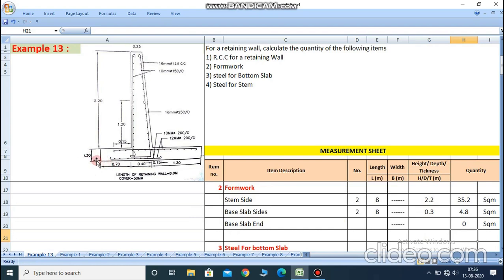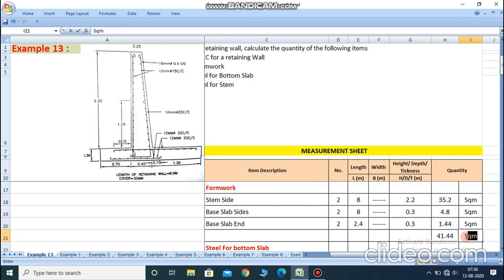Now the base end. Here this side, front side, and back side, meaning another side, 2 ends are provided for the formwork, and the length is 0.7 plus 0.4 plus 1.3, the summation is 2.4 meter, and then the height is already given as 0.3, so 0.3. So the total formwork in square meter is 41.44. 41.44 square meter is the total quantity of the formwork.